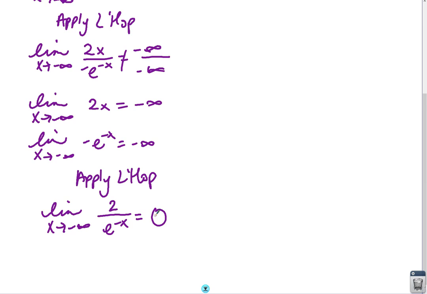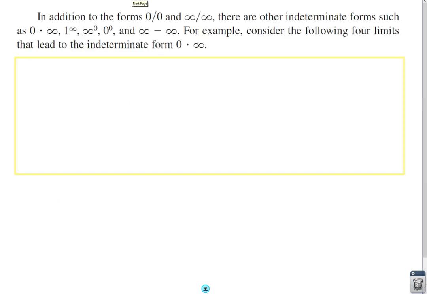So this was an example where I had to use L'Hopital's more than once. Every now and then that happens. Not a lot. It just could. So you want to be aware of that. Okay? So other forms of indeterminate, we actually have 0 times infinity, 1 to the infinity.